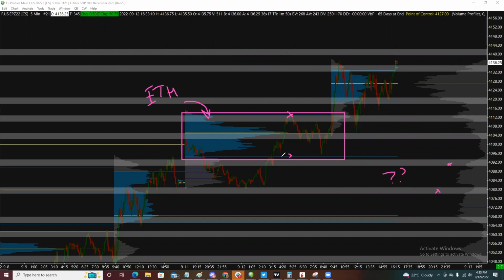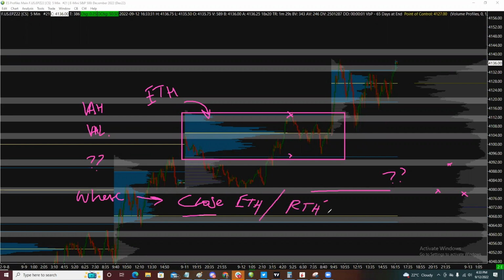And it's important to note where the value area highs and lows of the overnight session are, where the key distribution and inflection points are, and where the price closes for the extended trading session, and just like the close, where does the RTH open? Where will it open? That's going to be very important. So we have to answer these few questions.